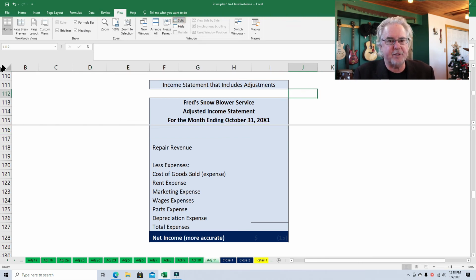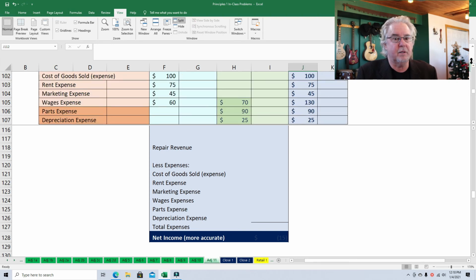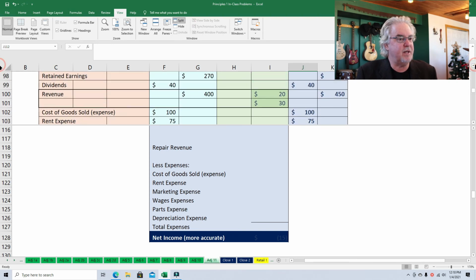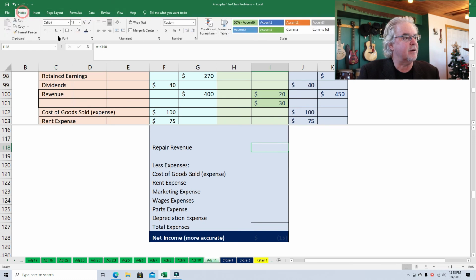Here we go. Let's go up here to the revenue on the adjusted. There we go. Revenue. Alrighty. So here's all we're going to do, folks: we're going to look up repair revenue. So here it is right here. Revenue, $450. So let's put that $450 right there. There we go. And we've got expenses. Let's see here. Cost of goods sold is 100. Let's put it right here.